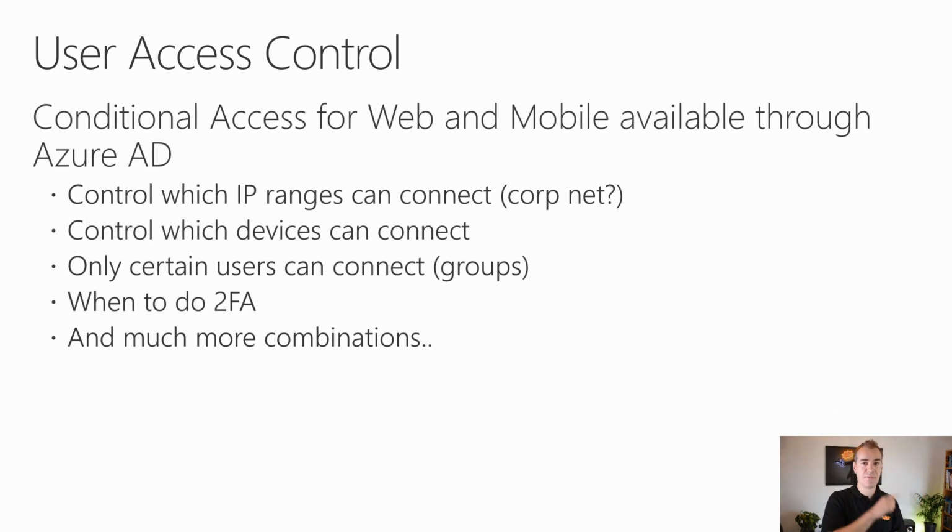Now, my favorite feature of all is something that many people haven't heard of because they are not really into identity management and things like this. But a feature called Conditional Access for web and mobile is available through Azure AD. So you can control which IP regions can connect to Power BI. So maybe you just want to be able to have people connect when they're actually physically in the building, although these days that is probably not the way it works anymore, but you only want to connect them when they're connected through VPN. Okay, you can control that.